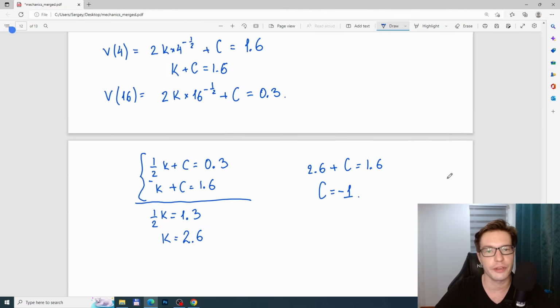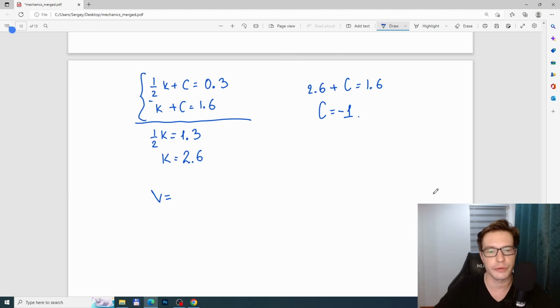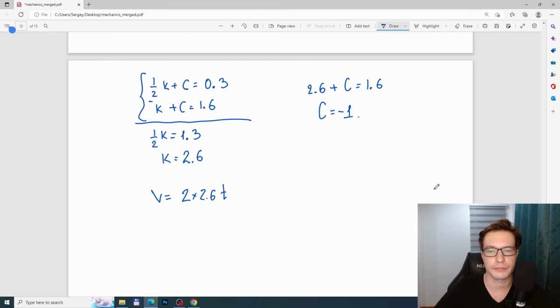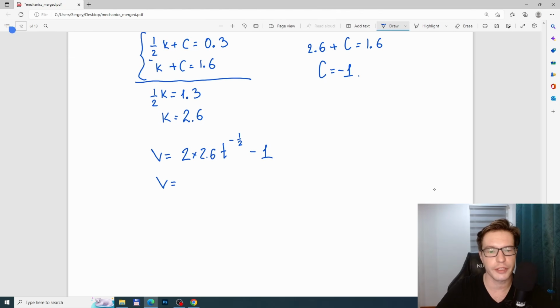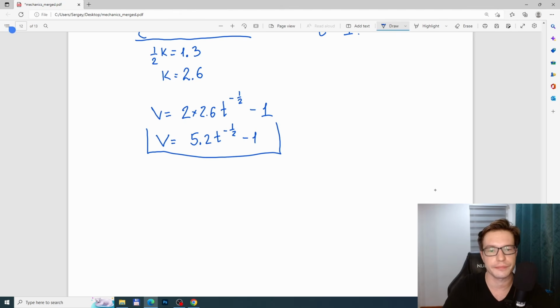And we're also looking for the formula for the velocity. That will be v equals 2k, and now we know that k equals 2.6, t to the power of minus a half, minus 1. And then finally, v equals 5.2 t to the power of minus 1 over 2 minus 1. That's the expression for the velocity.